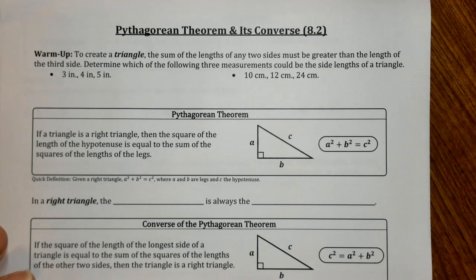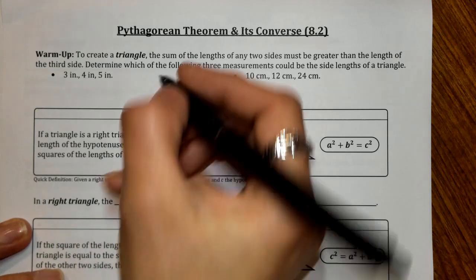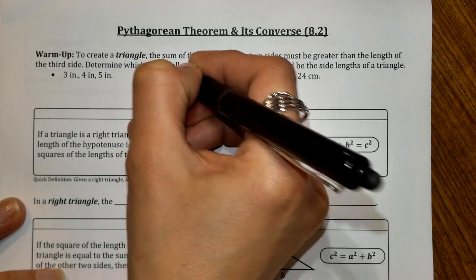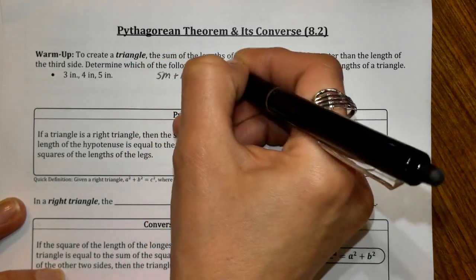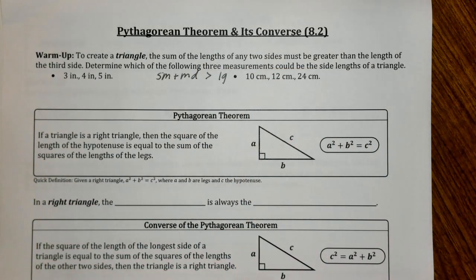In our classes, just to keep it consistent, we say our small plus the medium have to be greater than the large. That way you're not trying to decide which sides to add. It's just easier this way.